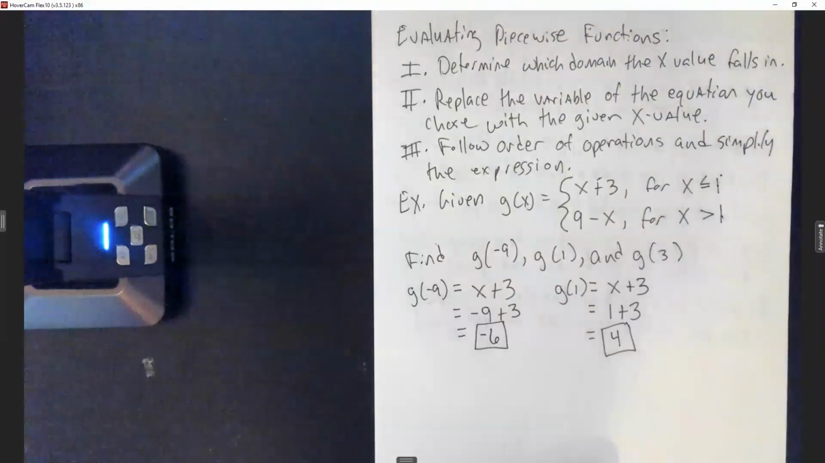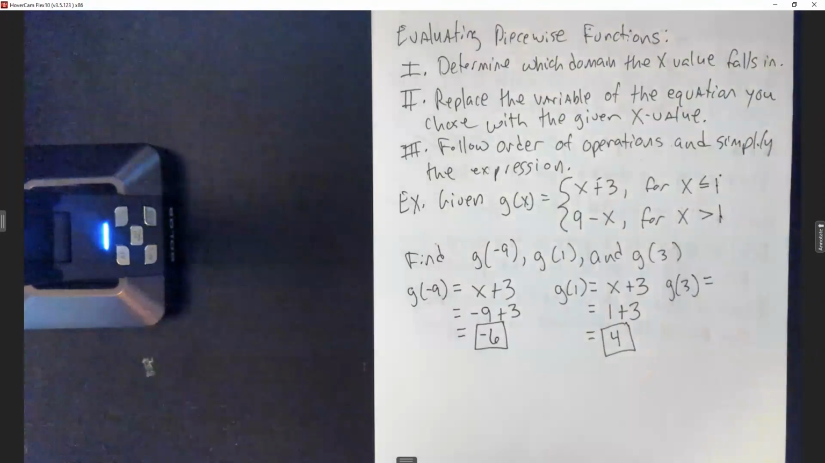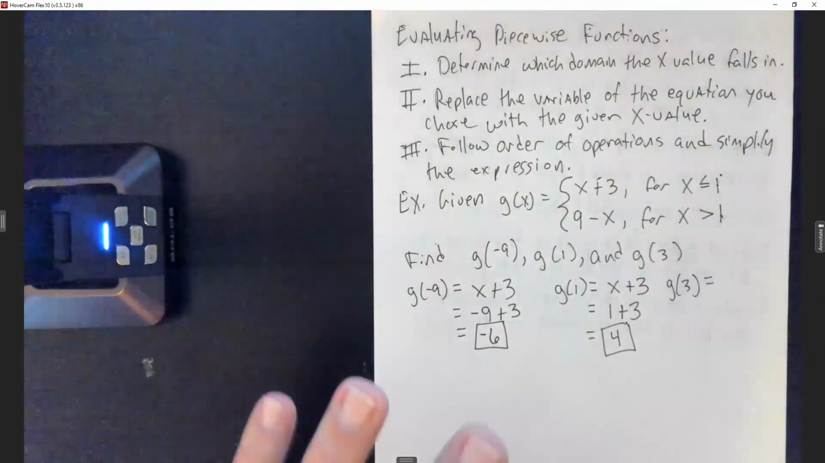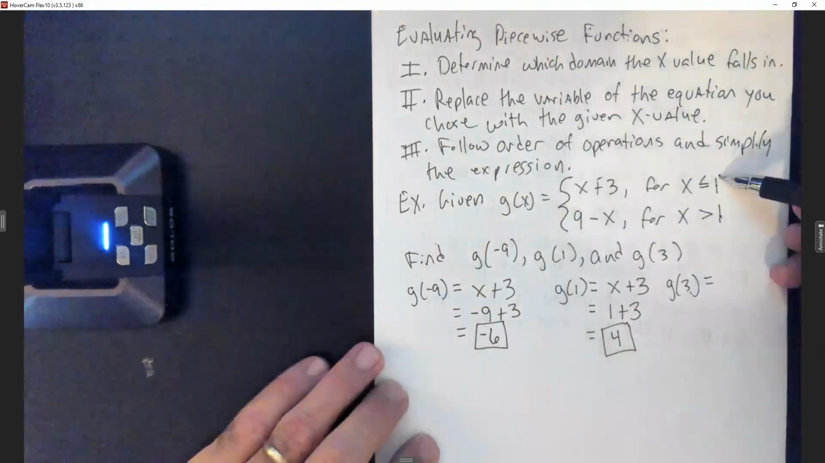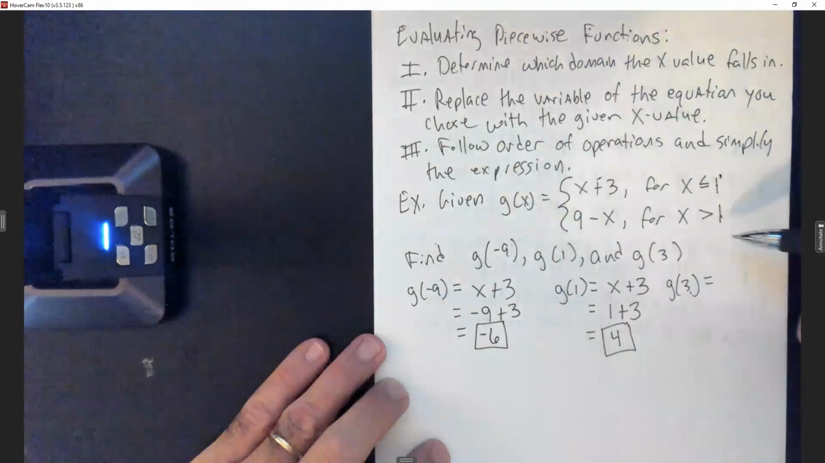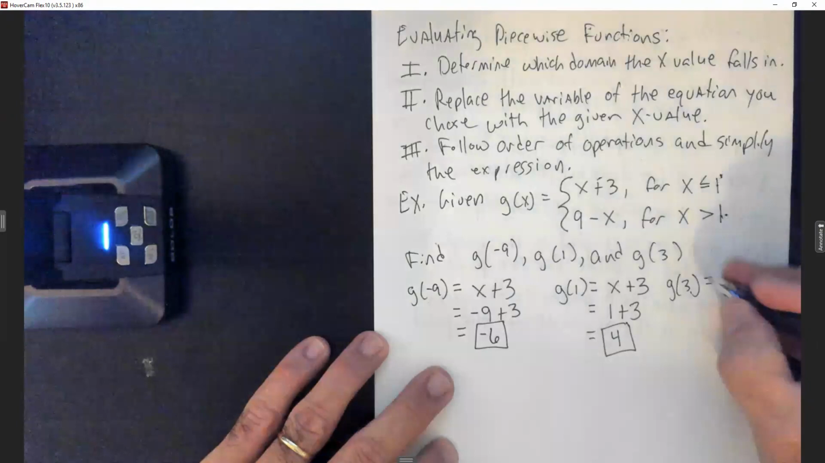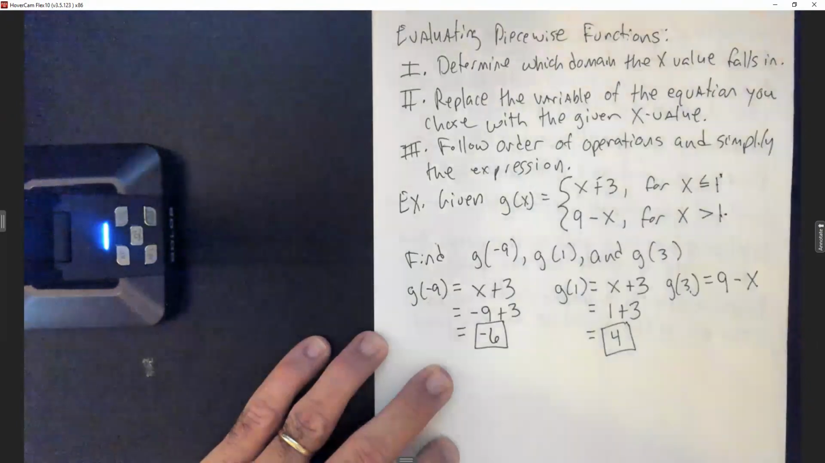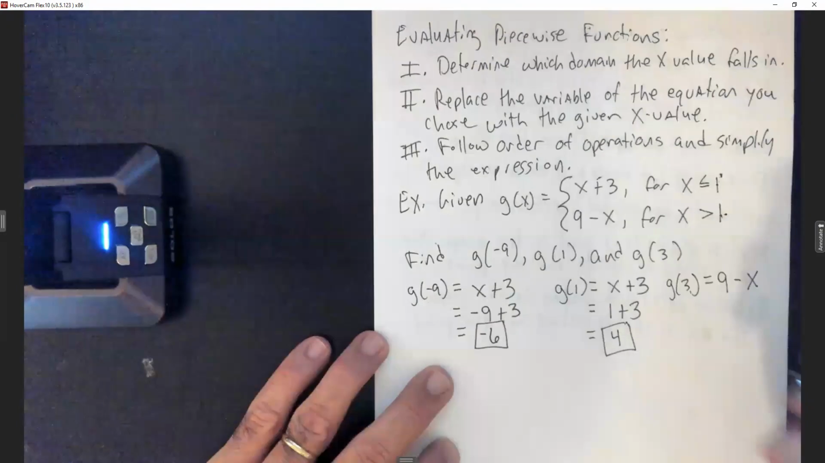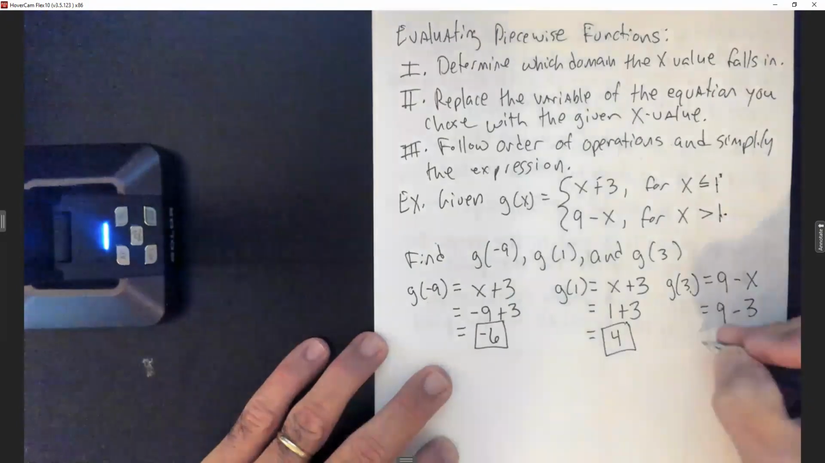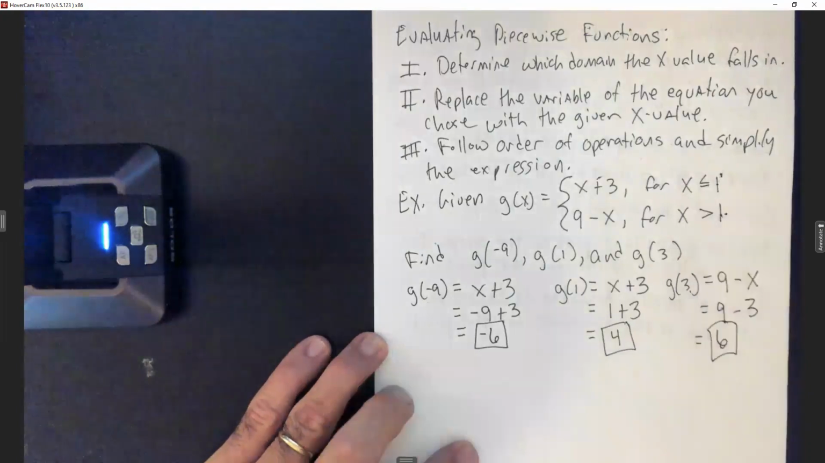And then finally we'll do g of 3. So these ain't bad. You just got to figure out which equation to use and then knock it out, okay? So 3 is either less than or equal to 1 or greater than 1. So since 3 is greater than 1, I would use the equation 9 minus x. All right, then let's put in 3. So we get 9 minus 3. And y'all, 9 minus 3 gives us positive 6.